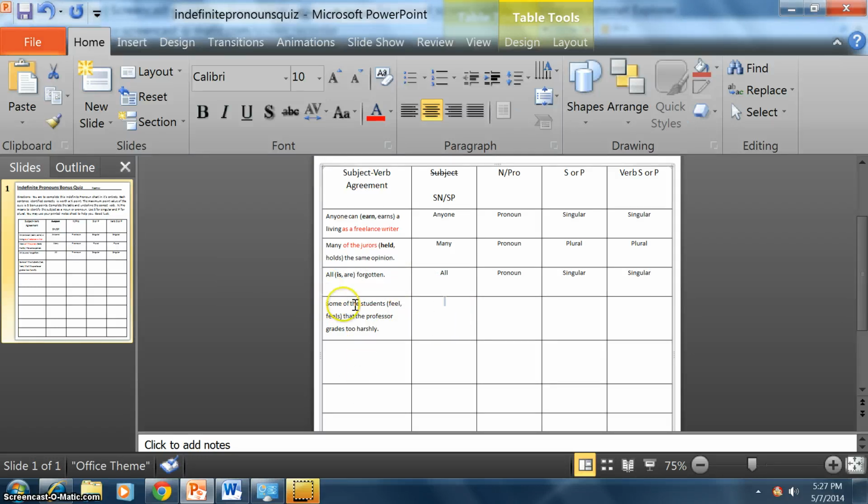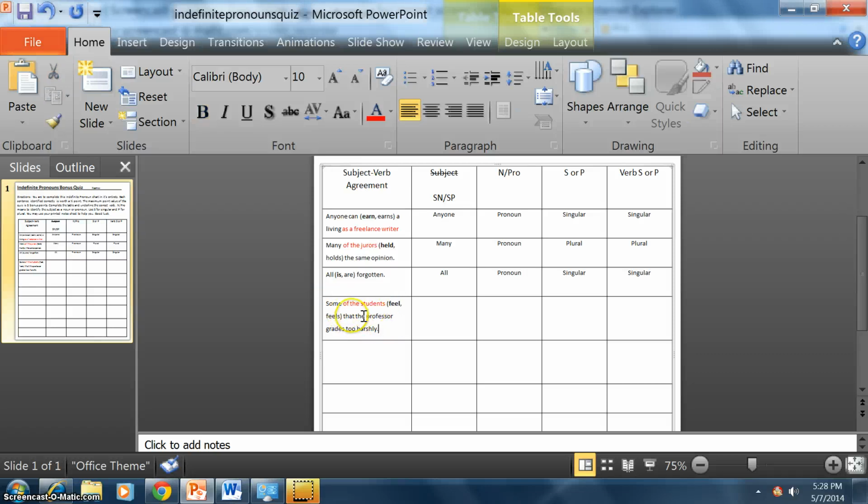All right. Here's an instance in which the indefinite pronoun is going to pop up, and it's going to suggest that it is going to be either singular or plural, and we have to figure that out using the prepositional phrase. Some of the students feel or feels that the professor grades too harshly. I see my prepositional phrase here beginning with the word of. Some of the students feel or feels. I'm going to take a look. I think some of the students feel that the professor grades too harshly.